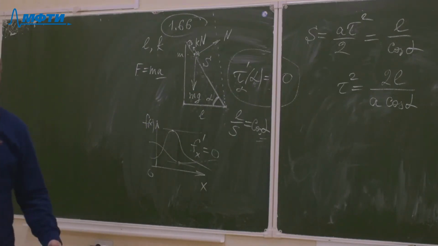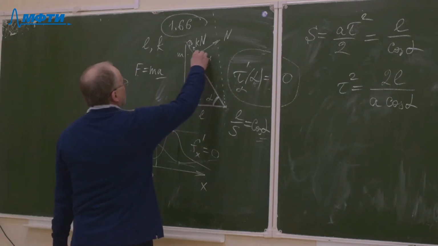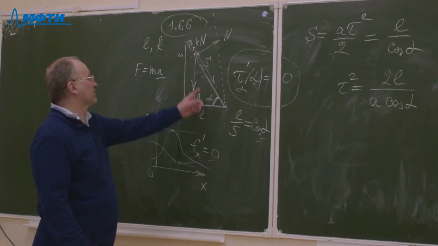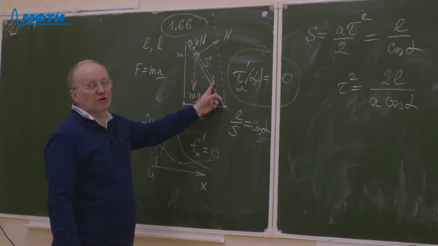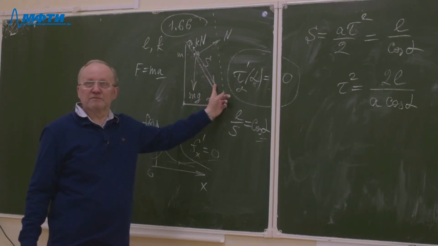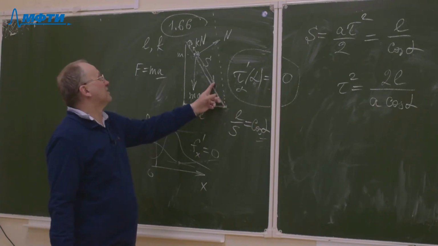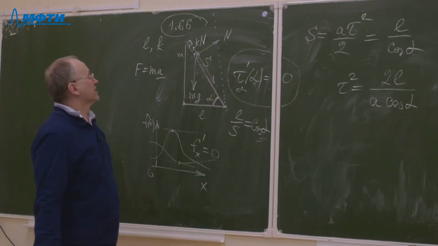So we know something very important in this problem, that the final motion will be directed along the surface. That will be the vector of displacement and the vector of velocity and the vector of acceleration. We know the direction of this vector, and that's enough to find the magnitude of force N.